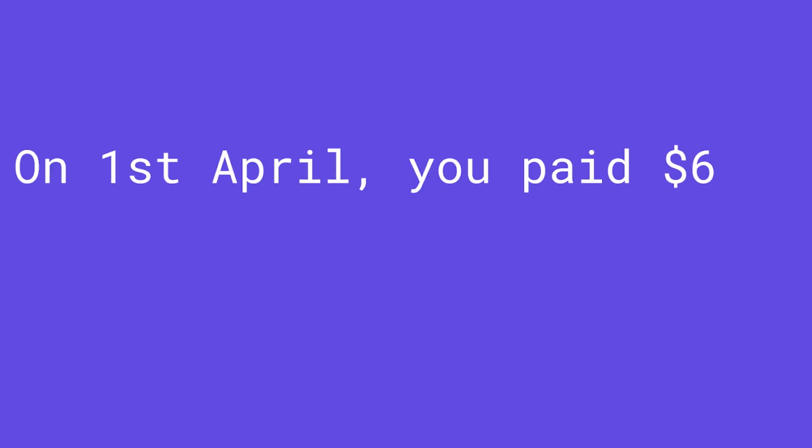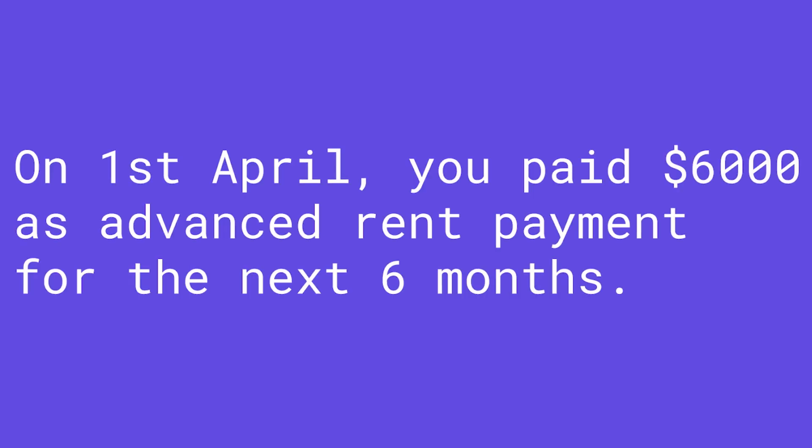On the 1st of April, you paid $6,000 as advance rent for the next 6 months. People often work with prepaid expenses such as prepaid rent, and what you do is you store the amount that you have prepaid to your vendor in the prepaid expenses account, and when you receive the benefit from the payment that you made, you record the expense by transferring the amount from the prepaid expenses account to the rent expense account or to the appropriate expense account.